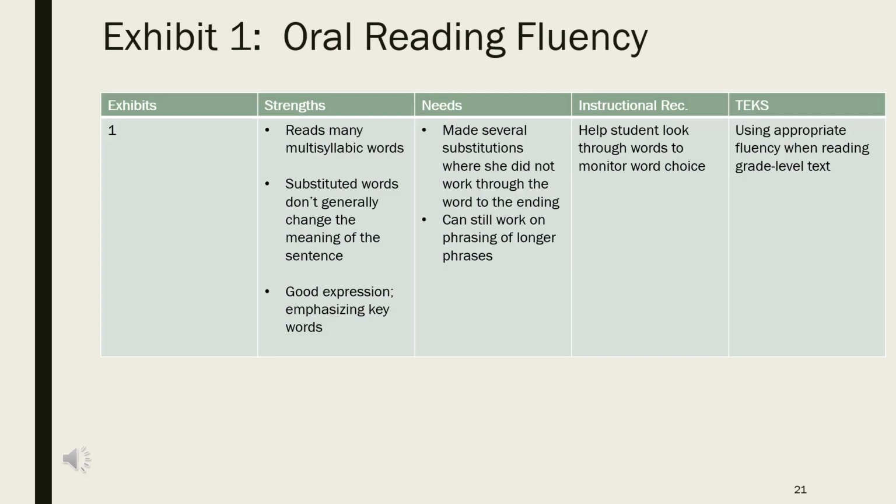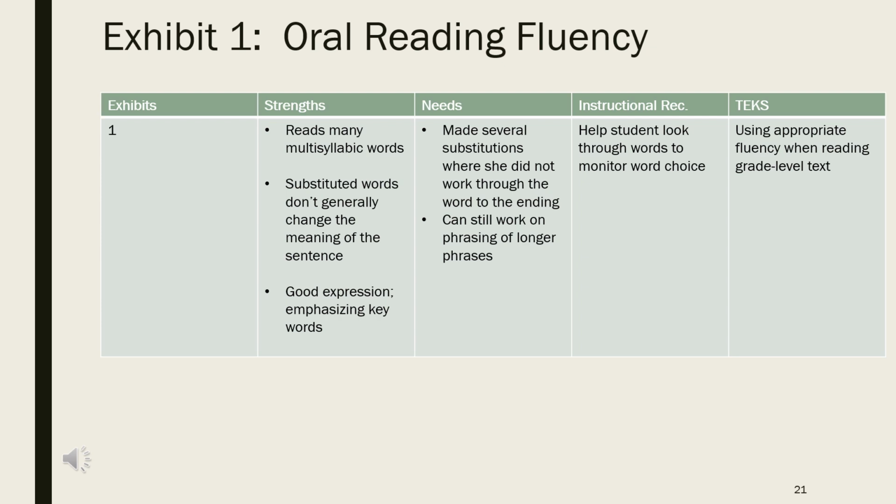So here's an example of some things that I would have written for Exhibit 1, her oral reading fluency and the fluency rubric. So for strengths, Alyssa read many multisyllabic words. Some of them her phrasing was not perfect on. You could see the line in photographer, but she read through those words. Many of her substituted words didn't really change the meaning of the sentences she was reading. She could still understand the general meaning of it. And Alyssa had good expression, and she emphasized key words.